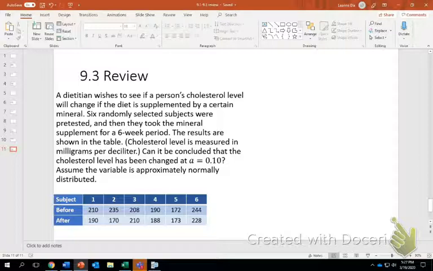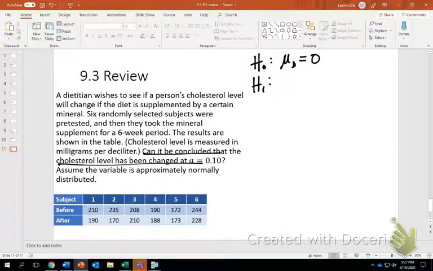So first things first, let's label our hypotheses. We got our null and our alternative. Our null is always going to be mu sub d for this one because we're talking about the difference between the first time and the second time equals 0, meaning there is no difference. It's exactly the same. And then when we look down here, we don't really see anything.